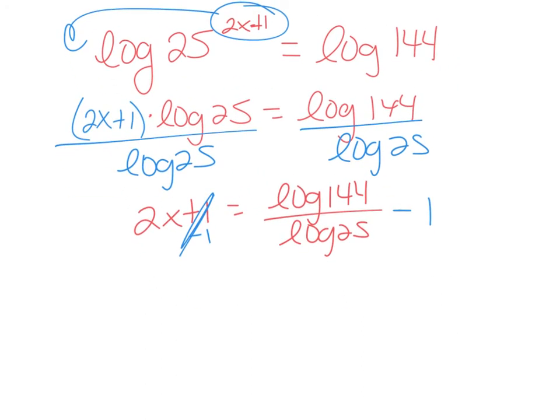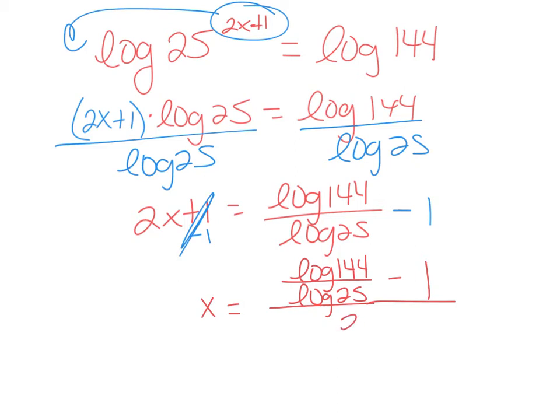Well, then you would divide everything by 2. So x will equal, and this is how I want you to type it in your calculator: the log of 144 over the log of 25, minus 1. And now all of that needs to be in your numerator. So you're going to have a fraction within your fraction. You're going to be fine. Don't worry, it'll be okay. And so we need to divide all of that by 2.